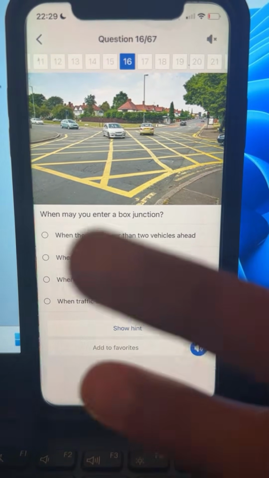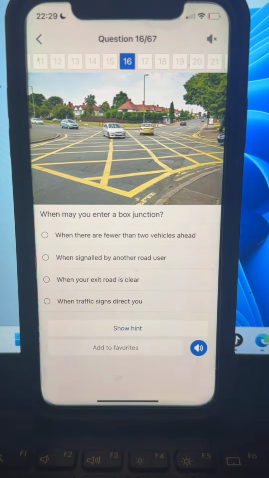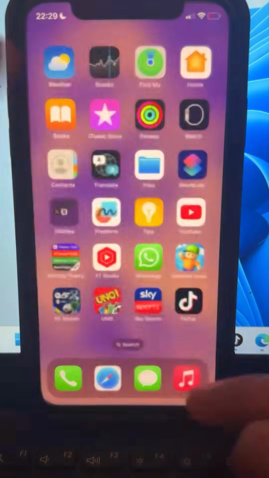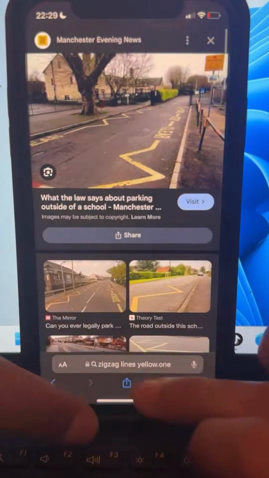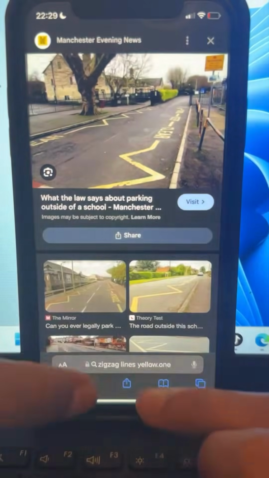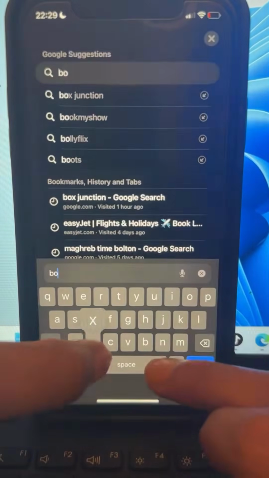Okay. We have two main rules. The first rule says you may enter a box junction only if your way is clear. The second rule says you may stop and wait in a box junction if you want to turn right. Okay. Very, very easy, very simple. I'm just going to cover that picture again. Box junction.